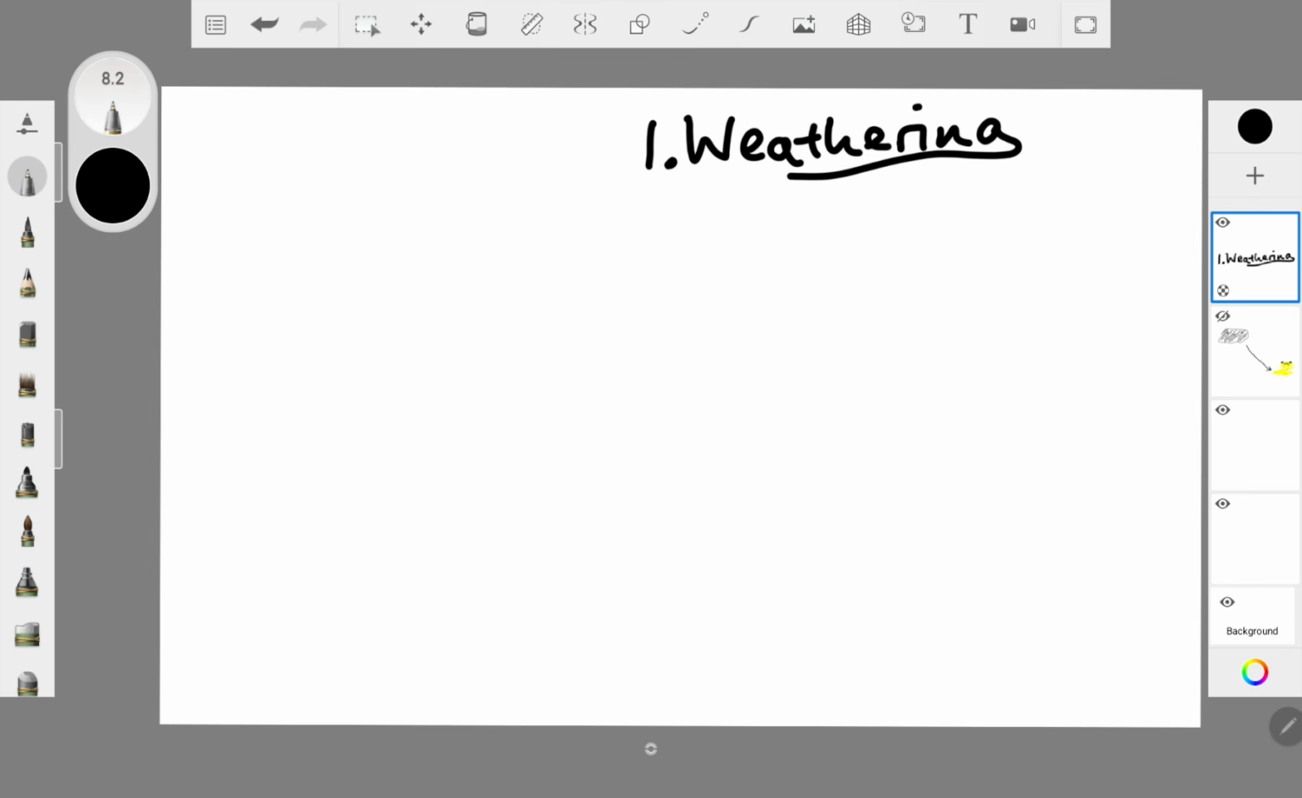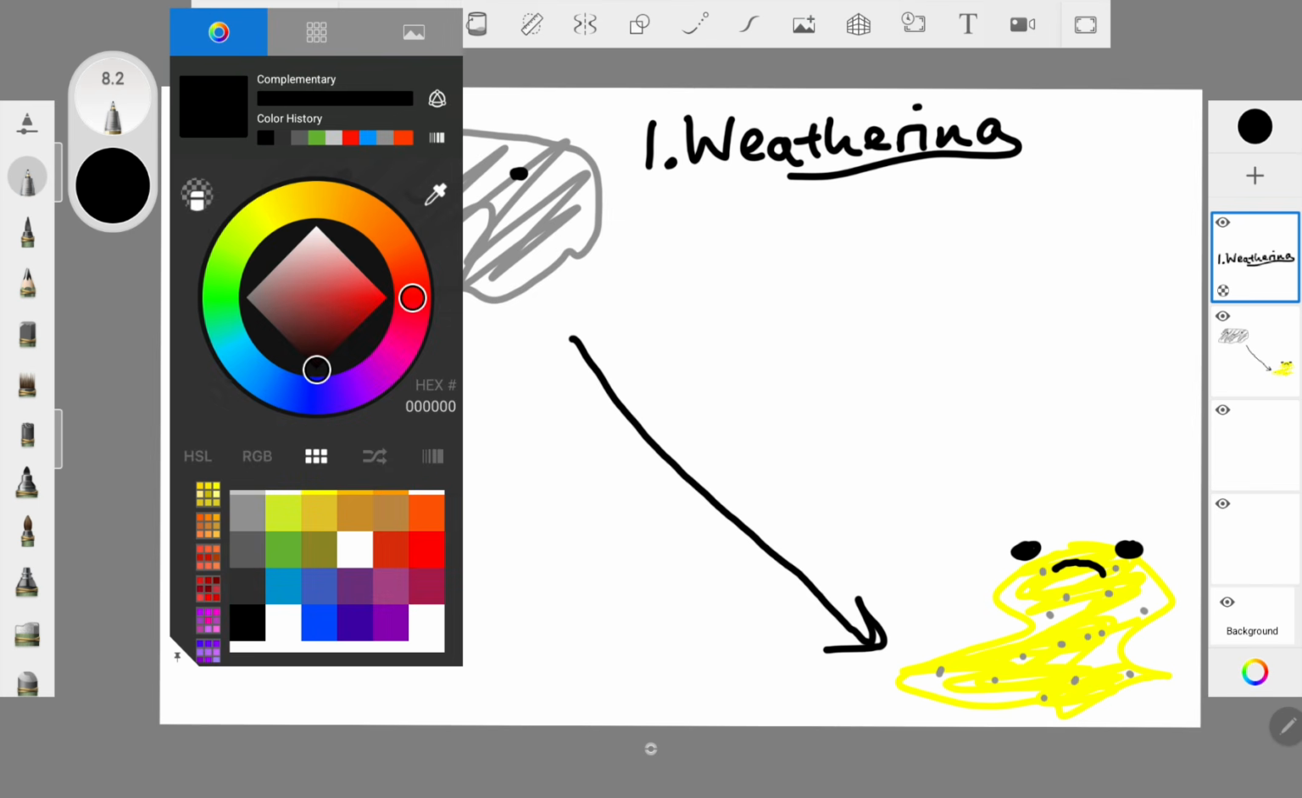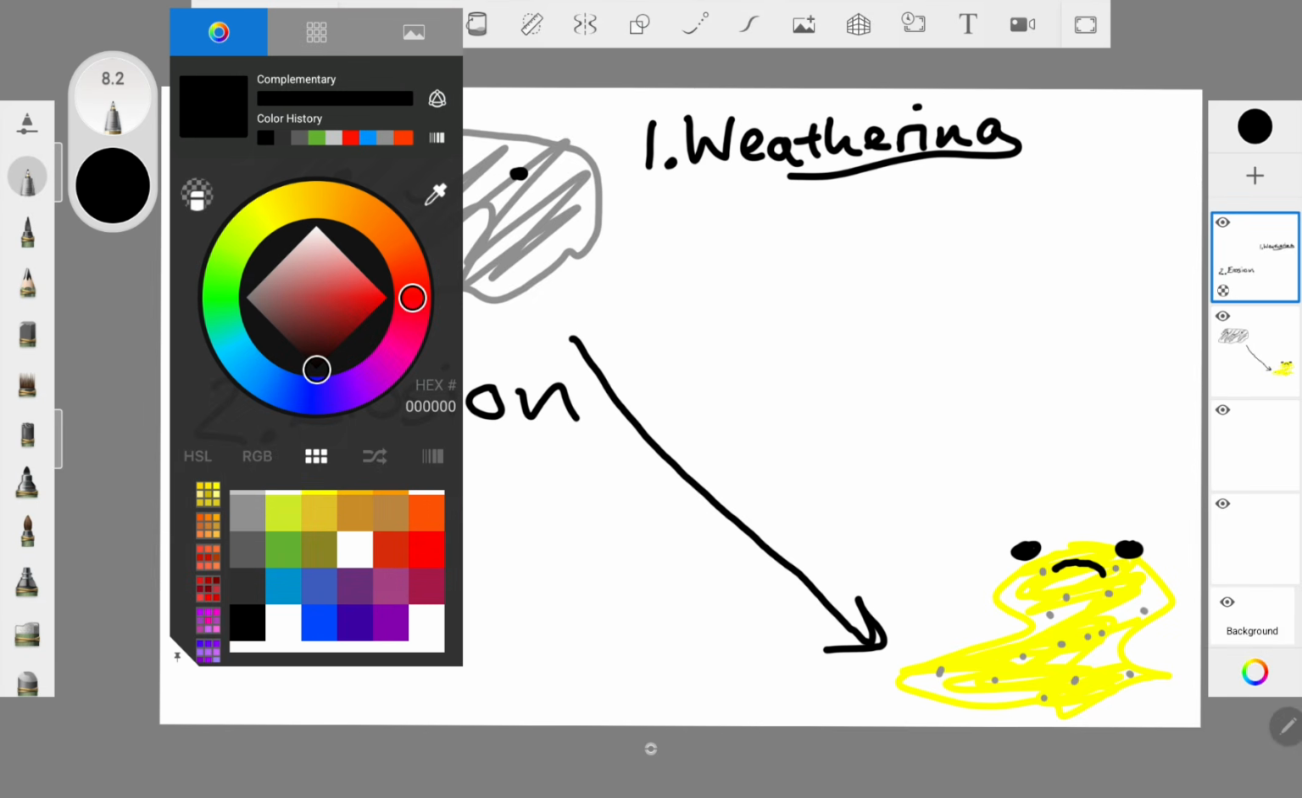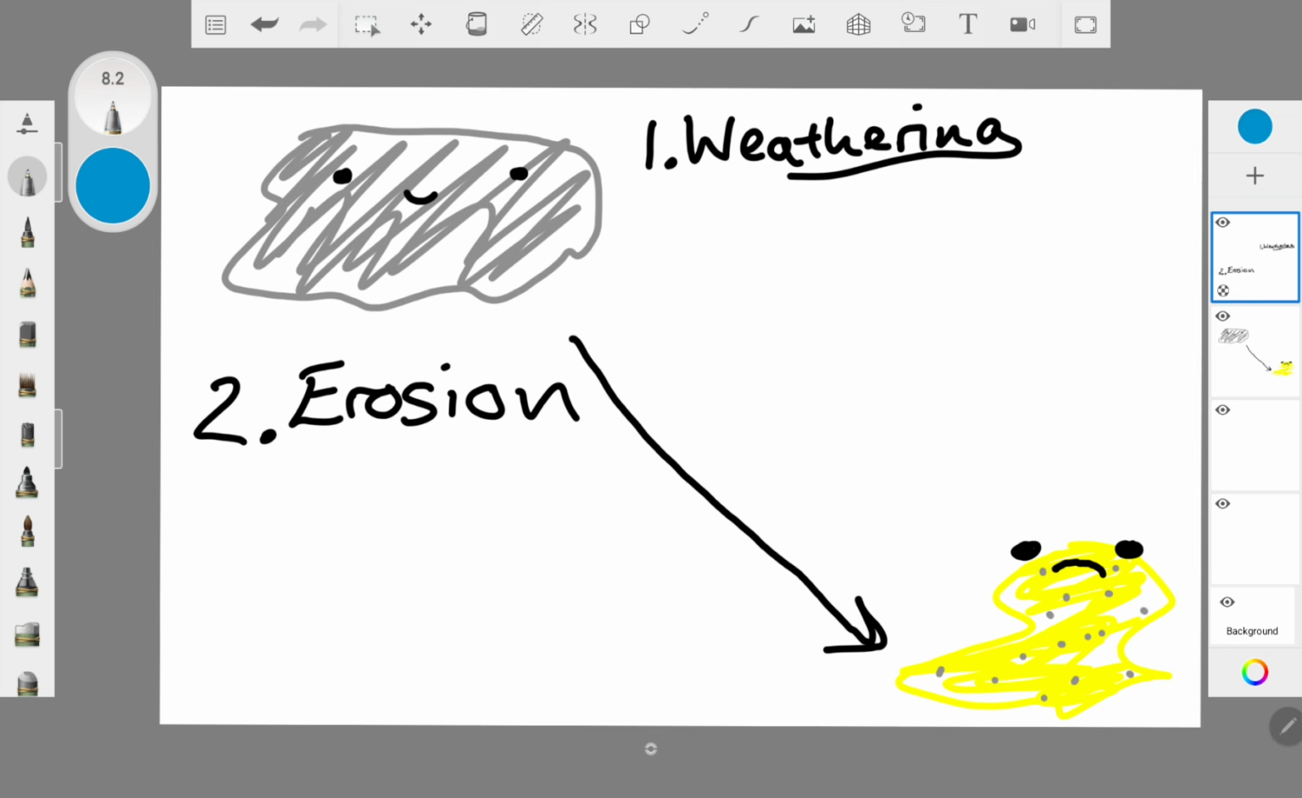We had weathering, okay, and we had the part where our rock moves somewhere else. The sediment gets moved. We refer to this as erosion. Now, erosion is mainly caused by water. Things like rivers and rain wash sand and sediment and soil away.